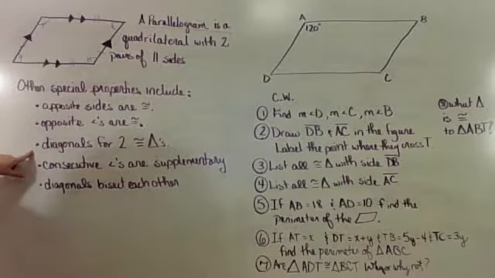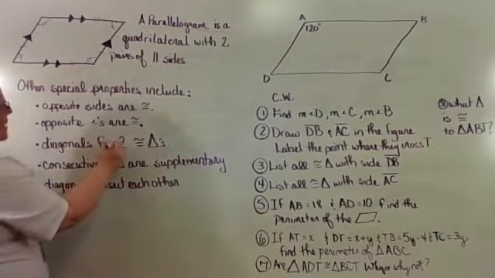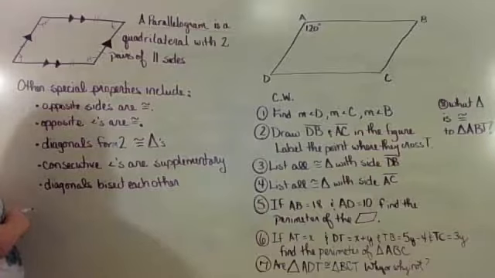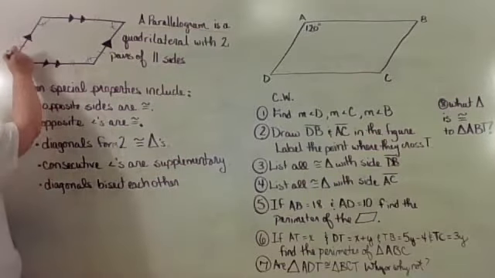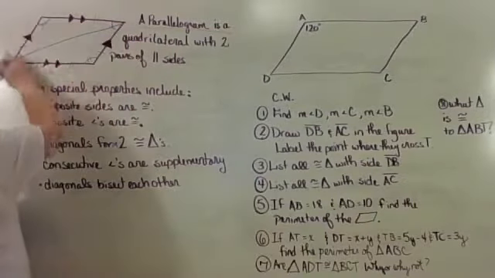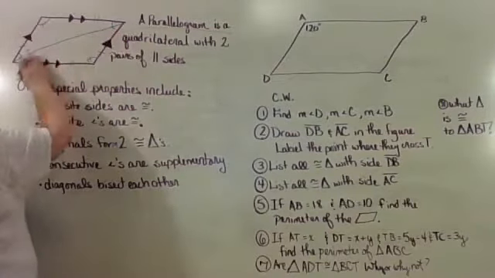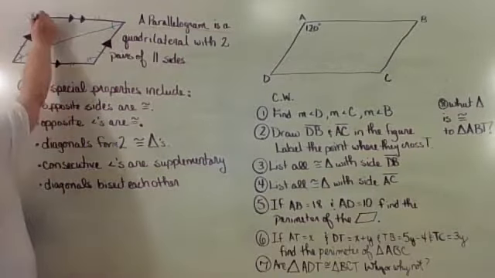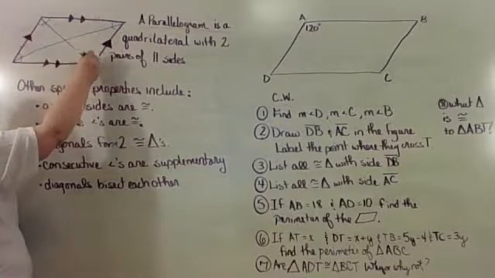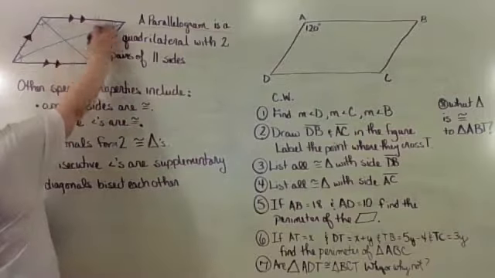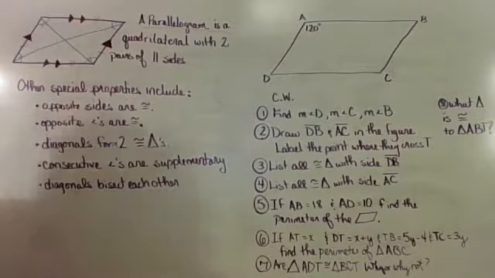Diagonals form, there's an M there, I promise. Diagonals form two congruent triangles. So when I draw in this diagonal, we get a triangle up here that is congruent to the triangle down here. Or if I were to draw in this diagonal, you'd have a triangle over here that's congruent to a triangle up there. And then consecutive angles are supplementary.